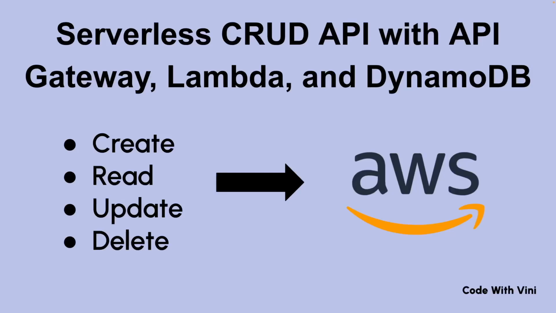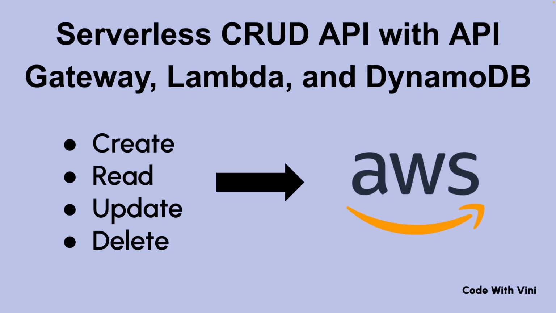I'm going to be showing you how to build a serverless CRUD API on AWS. For those of you that don't know, CRUD stands for Create, Read, Update, and Delete. And these operations are essential for building any complex application. In this tutorial, I really want to focus on AWS and getting you familiar with these essential services.